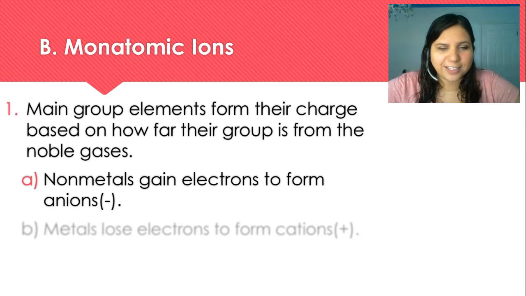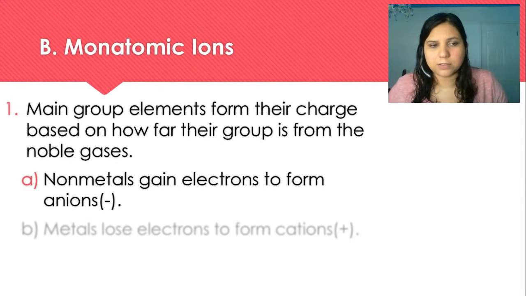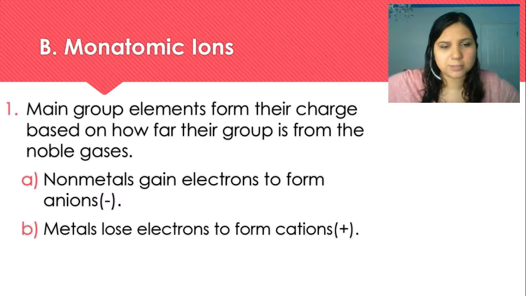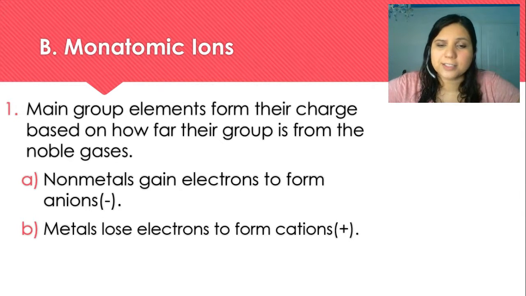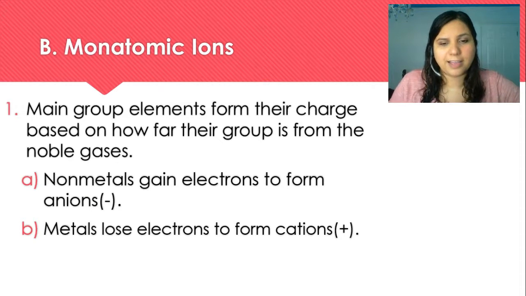Nonmetals will gain electrons, and when they do that, they become negative because their electrons will outnumber their protons. And when they do that, they're called anions. Metals are losers. They'll lose electrons and form cations. I like to memorize this by thinking of the plus sign in cations.